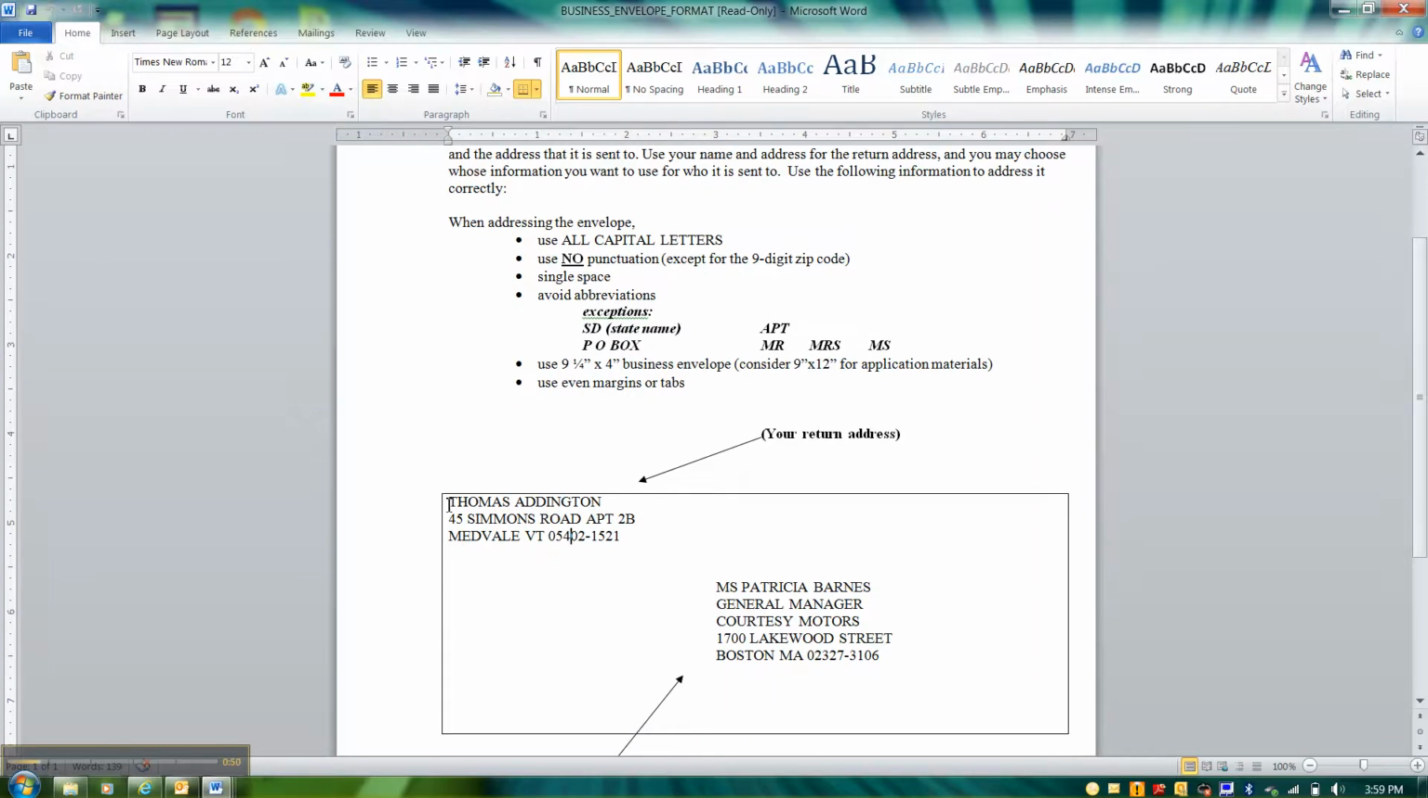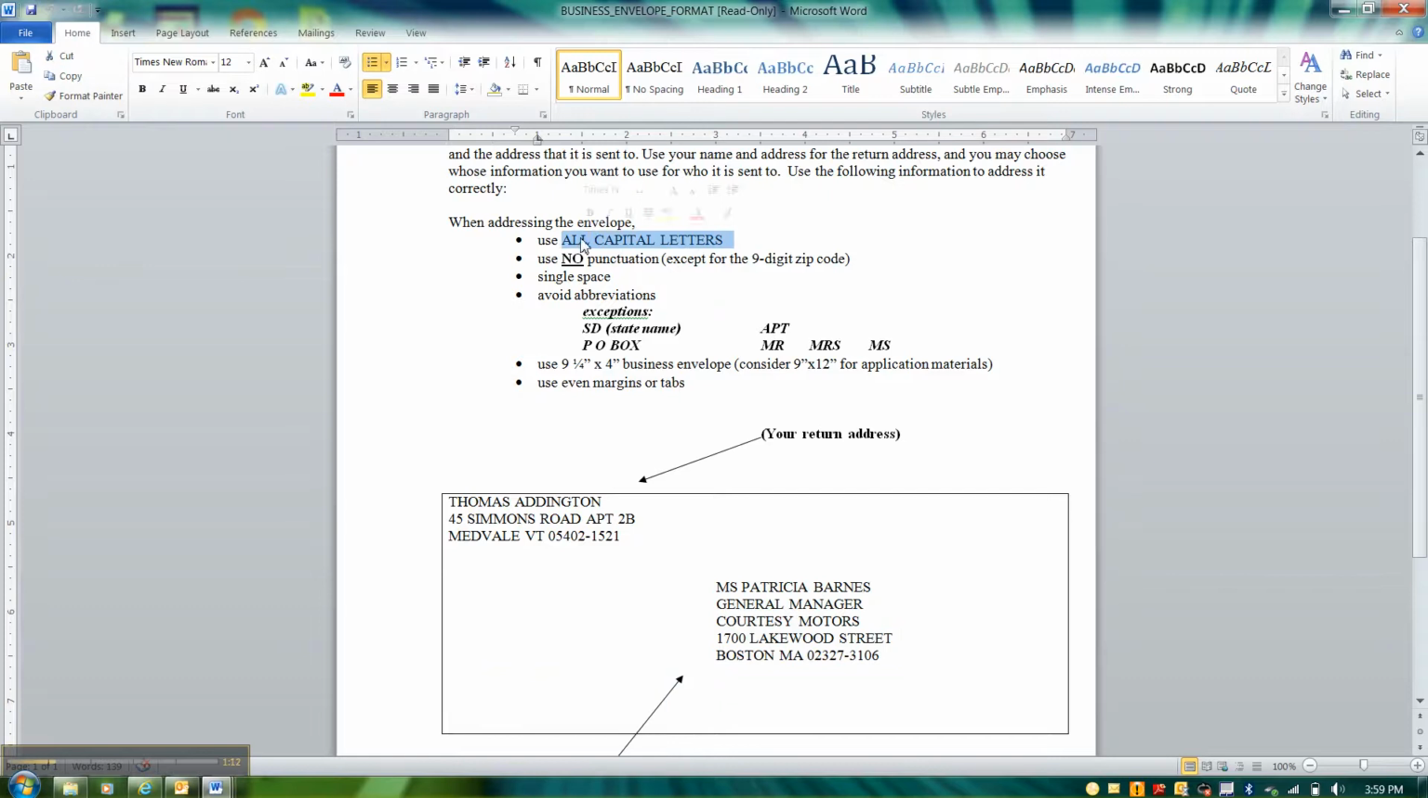You're going to have the return address up here in the left-hand corner, and that's your information. And then you get to make up who you want to send the envelope to. So you can make all this information up. But you have to follow the specific directions on this assignment. The information that we have here is what the post office uses for business envelopes, or what they would like us to use. So it's going to seem strange to you. You've probably never addressed an envelope like this.